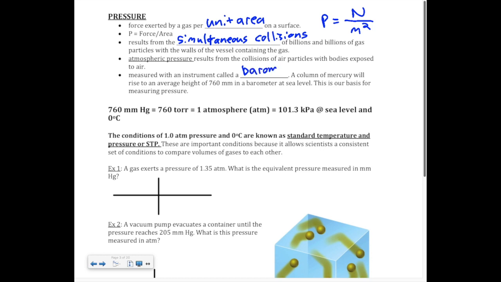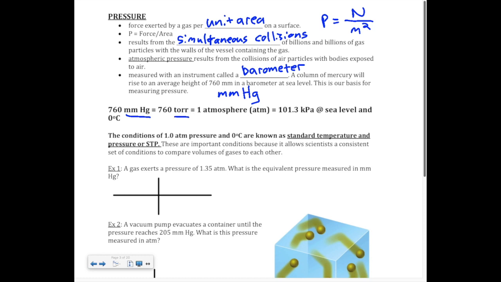Barometer. You've heard your weatherman call it barometric pressure. That's what he's talking about. A column of mercury will rise to an average height of 760 millimeters in a barometer at sea level. This is our basis for measuring pressure. So we actually have a unit called millimeters of mercury, okay? And that's listed right here. 760 millimeters of mercury is atmospheric pressure.